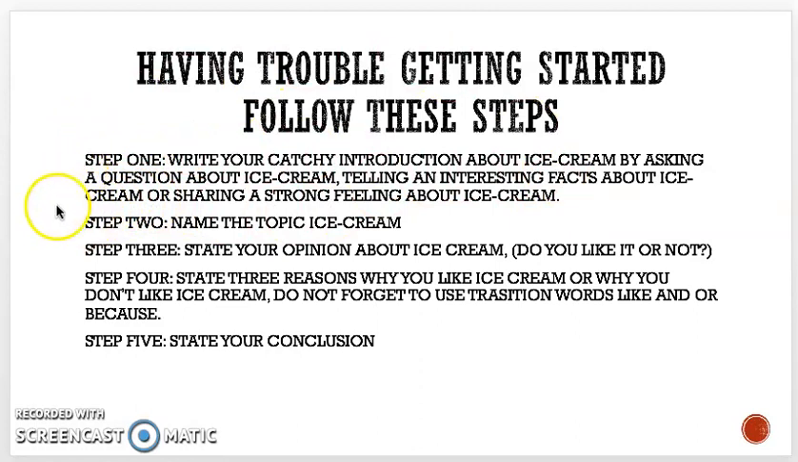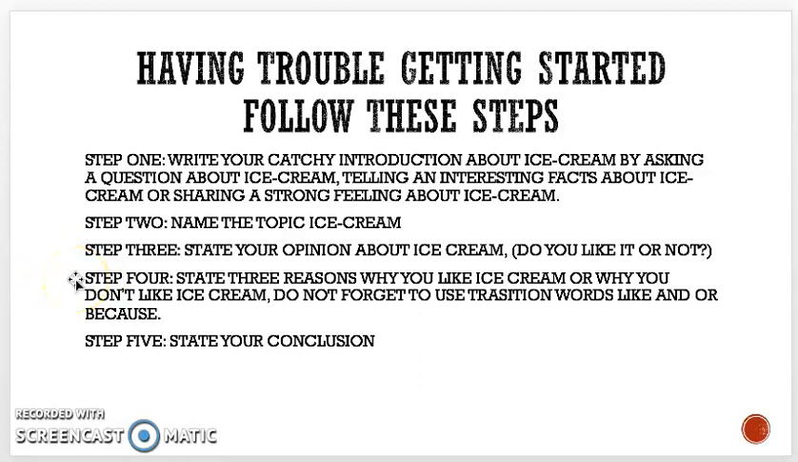Once you do that, you're going to go to step 2. Step 2 will be name the topic, ice cream. So make sure that we know that you're writing about ice cream, okay? Once you do that, you're going to go to step 3 right here. So step 3 is you're going to state your opinion about ice cream. Do you like it or do you not like it? Once you do that, you go to step 4.